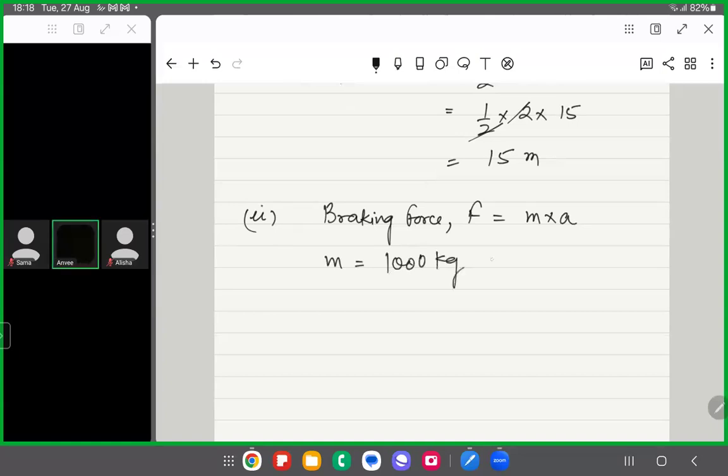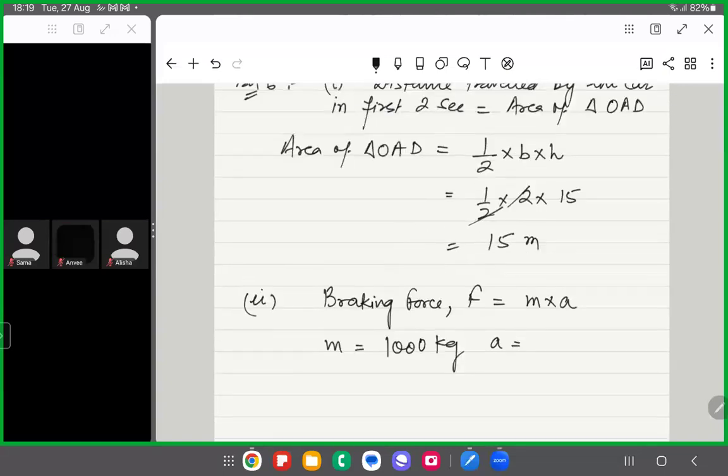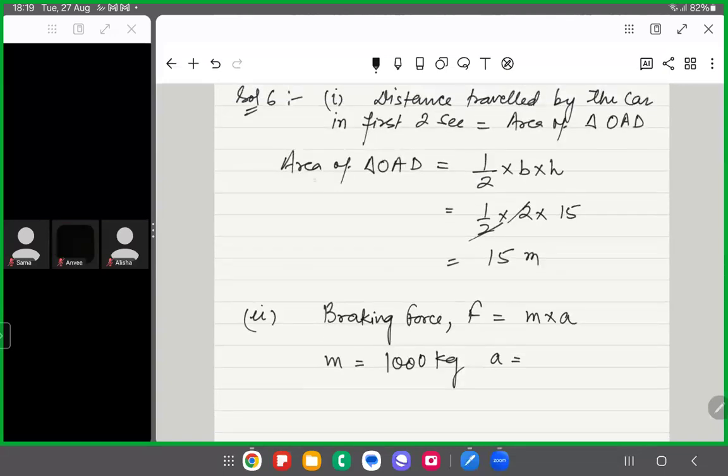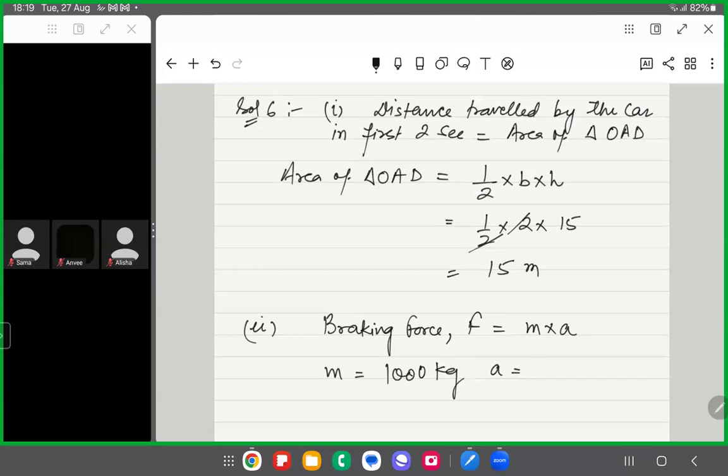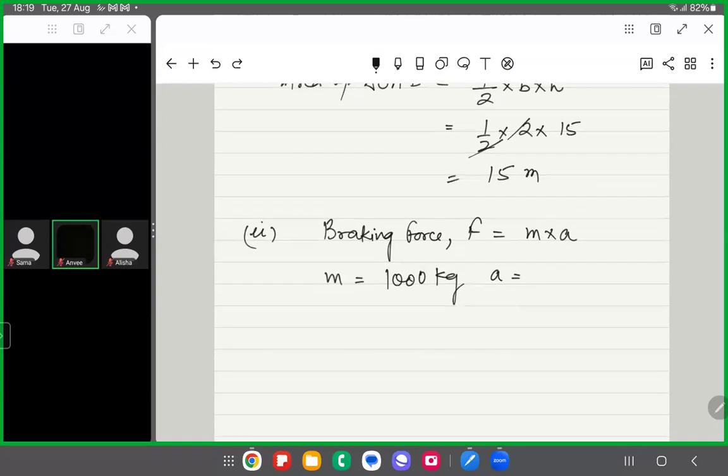In the first part, 15 meters square area? No, it is not meter square. This is the distance traveled. Area of triangle doesn't mean that it will come in square units. Here it will come in meters, right? This is not meter square, this is meter only, right?